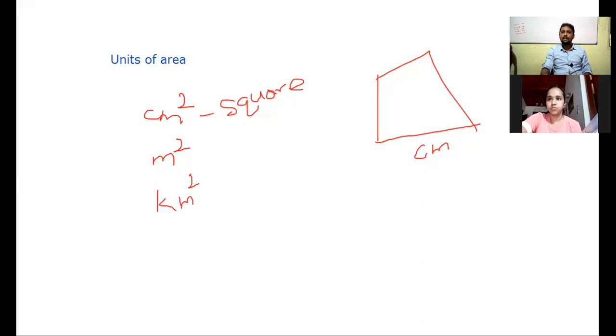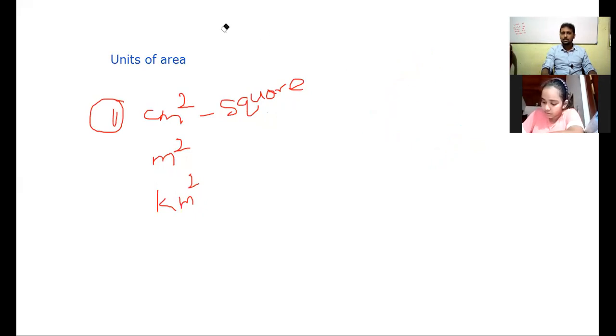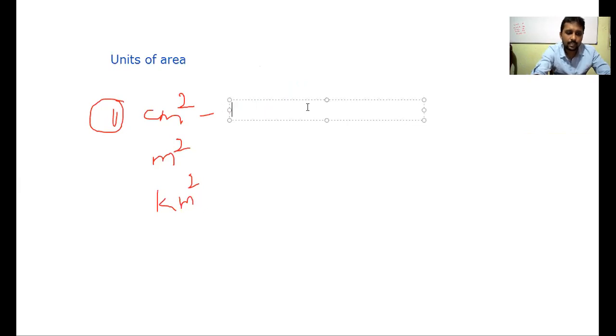Right, okay, now you write down in your book. First you write down the symbol. Okay, first one, square centimeters. Then in front of it you can write down the word form, how we can read square centimeters. Okay, square centimeters.